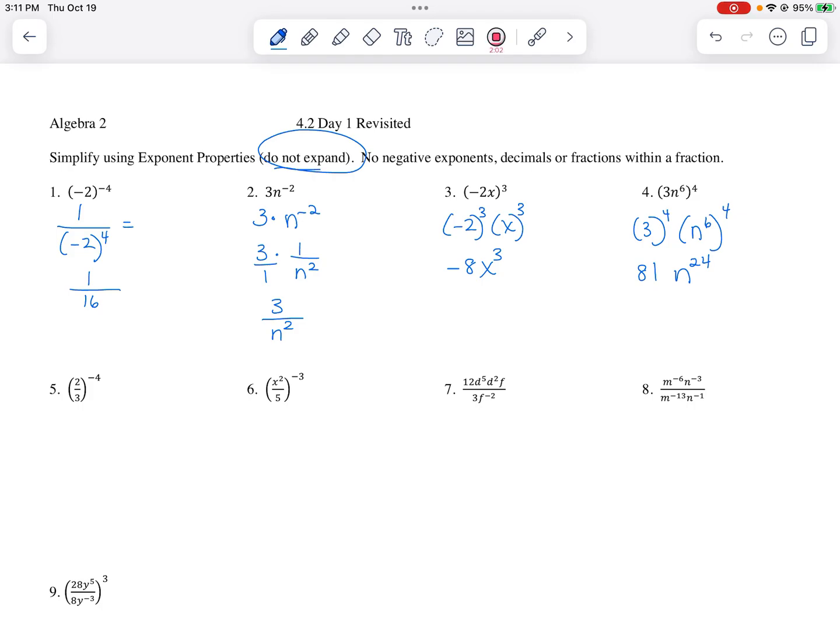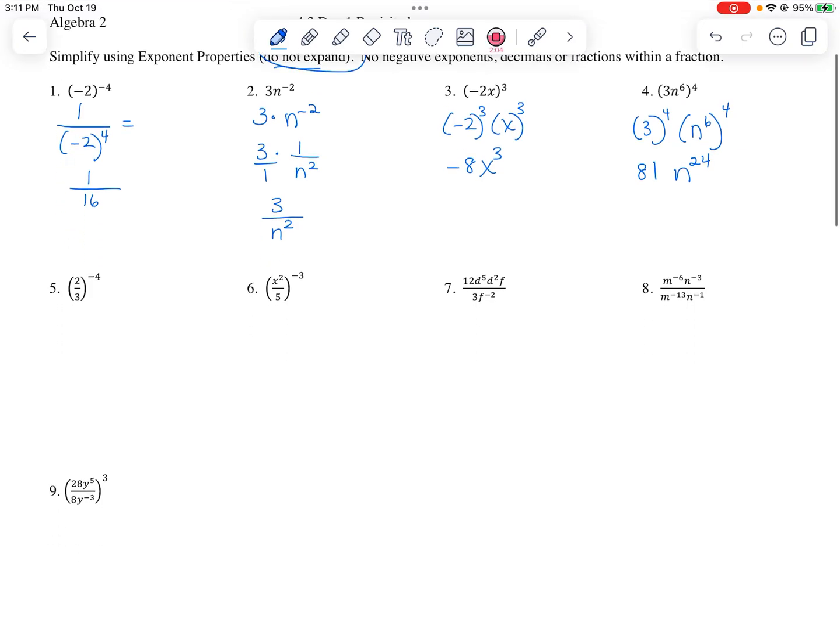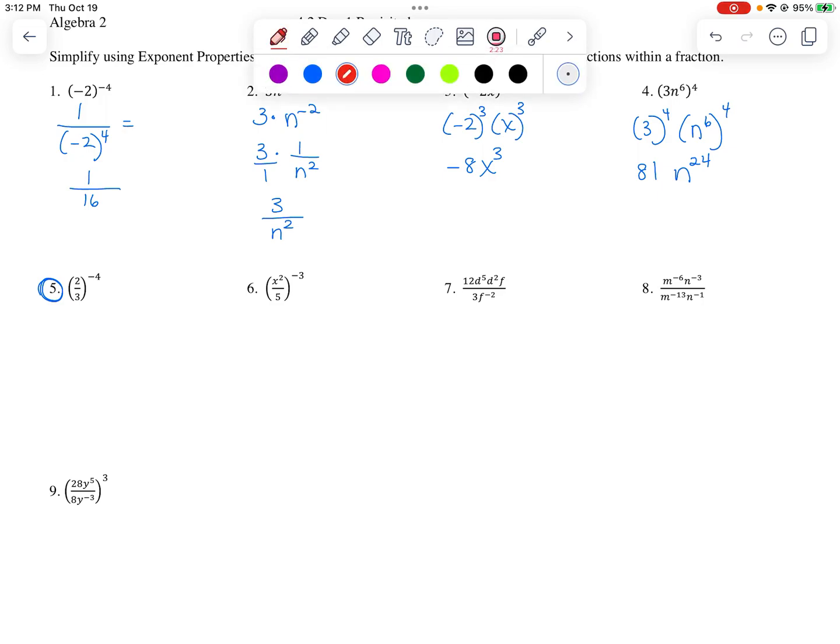Like, that would be terrible. Number 5, I wanted to do this one on purpose because if I take 2/3 to a negative exponent, some of you were doing 1 over 2/3. And there's nothing wrong with that, but you can't leave a fraction within a fraction. So there's a faster way to do these. If I have a fraction to a negative exponent, and we did this when we were graphing, you flip the fraction, you take the reciprocal to the positive 4th. So that's 3 to the 4th over 2 to the 4th. That's 81 over 16.